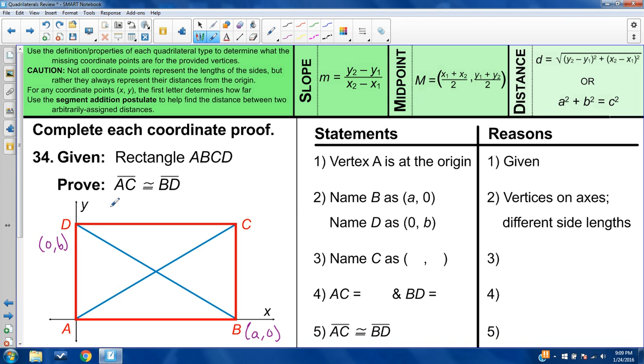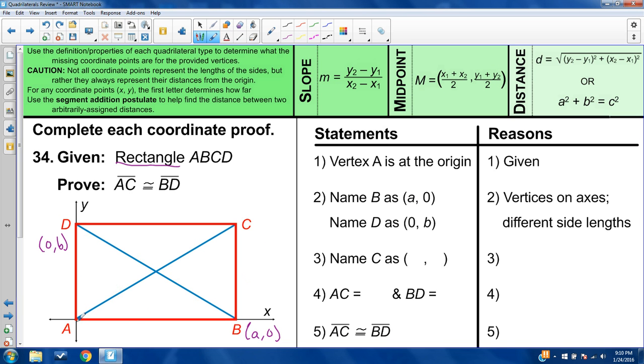Now the idea behind this is we have to assign them arbitrary points. However, we do know that B is on the x-axis, therefore its height is 0. D is on the y-axis, therefore its distance from it is 0 in the x direction. And we know that AB and AD are not necessarily congruent. We only know that it's a rectangle, so we can't give them the same letter. So the vertices are on the axes. That's the reason for the zeros. They have different side lengths. That's the reason for these different letters right here.